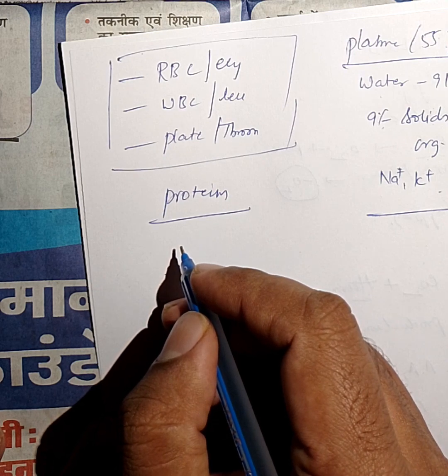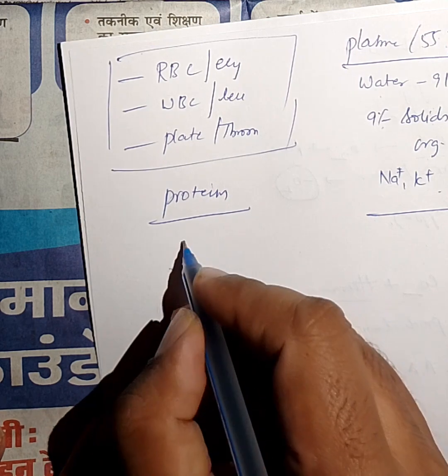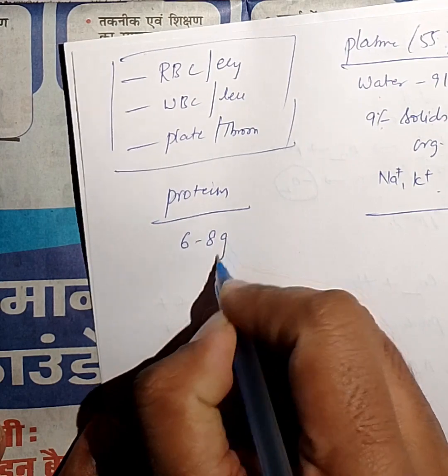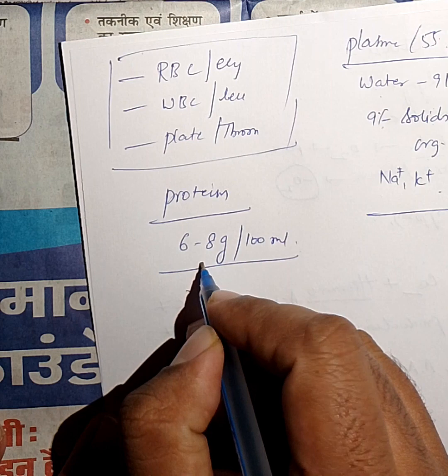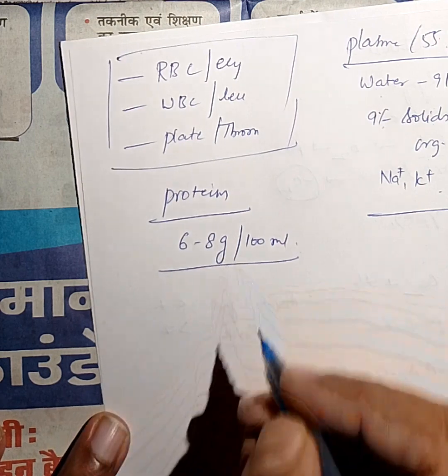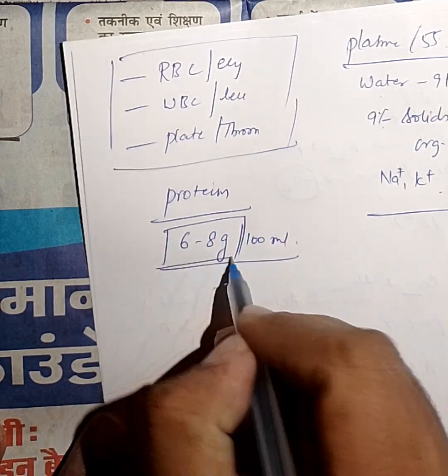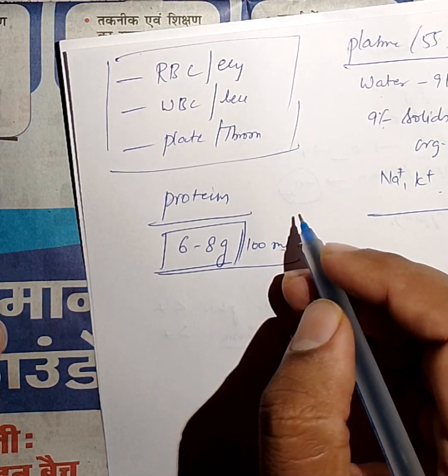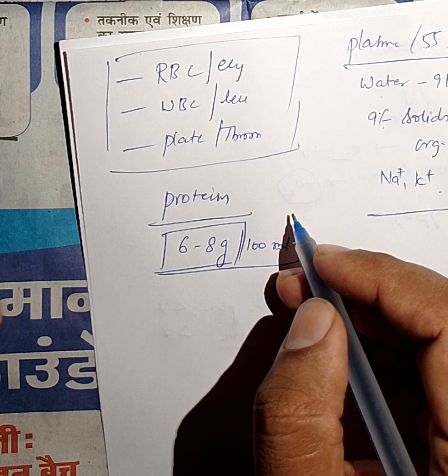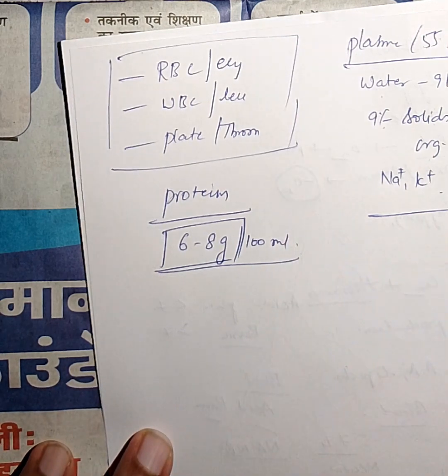Plasma proteins are mainly constituents of the plasma, and the normal level is 6 to 8 grams per 100 ml of the blood. In 100 ml of blood we can see 6 to 8 grams of the proteins. This is the main important part. See, if in the blood the proteins increase, this will be a problem for the man. Even if they decrease, it will be a problem for man.